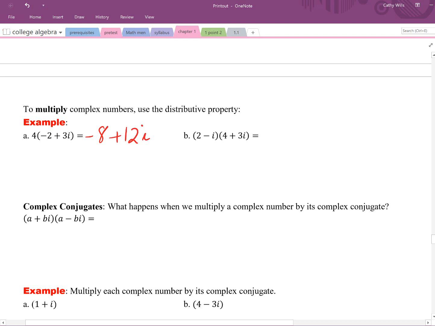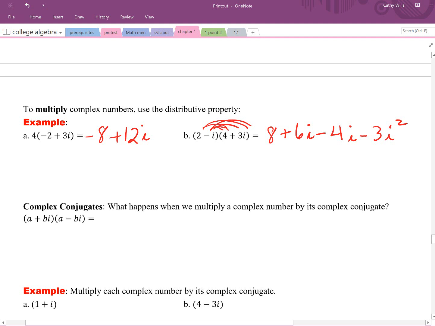When you have two binomials, you have to FOIL it, just like we do with any other two binomials. So 2 times 4 is 8. 2 times 3i is plus 6i. Negative i times 4 is minus 4i. And then negative i times 3i is negative 3i squared.